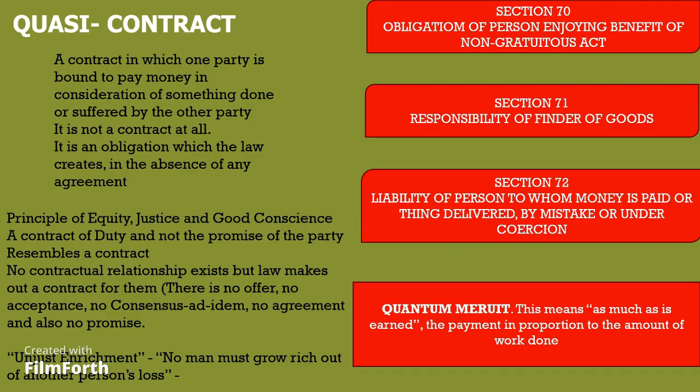Section 72. Money paid under a mistake or coercion. Conditions of Section 72. A person has paid money to another person, or delivered something to another person. Such person must have acted under a mistake, or under coercion. Legal effect of Section 72. If the above conditions are satisfied, there will be a quasi-contract between the parties. Consequently, the party who has paid money or delivered a thing shall be entitled to recover its value from the person who obtained the benefit of the same.